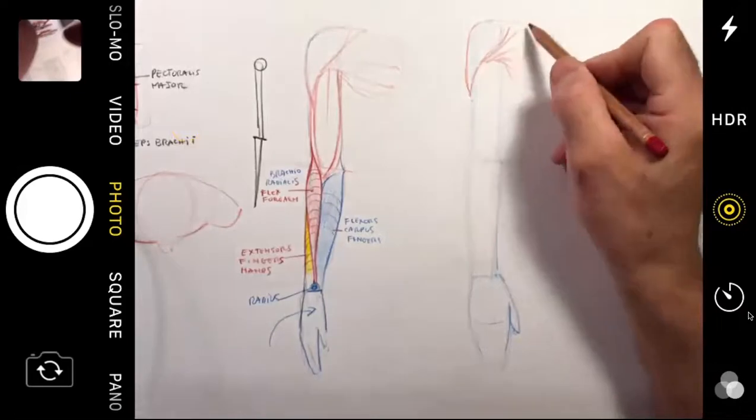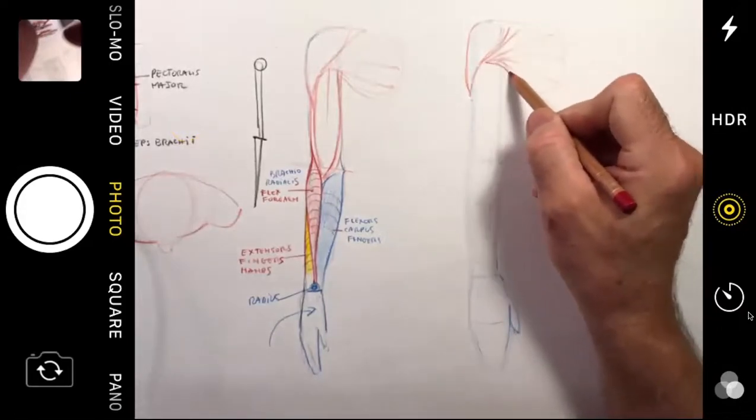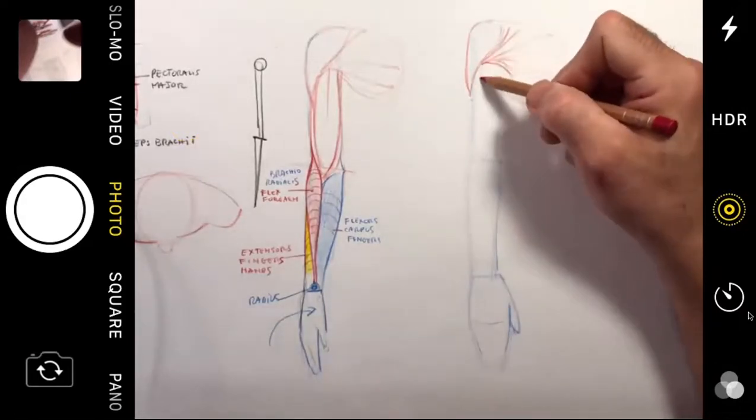So pectoralis. Bicep, slightly at an angle, right?